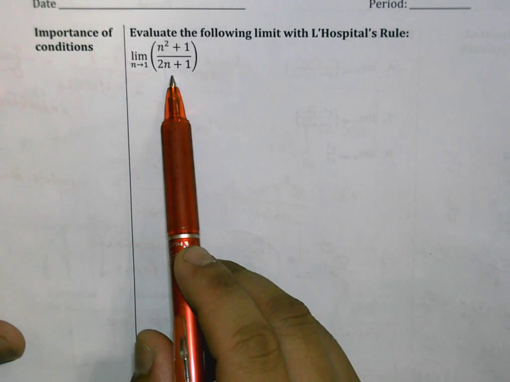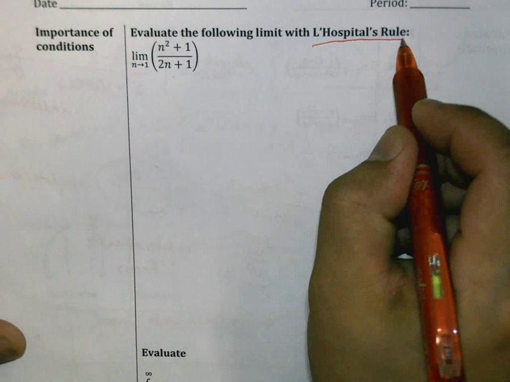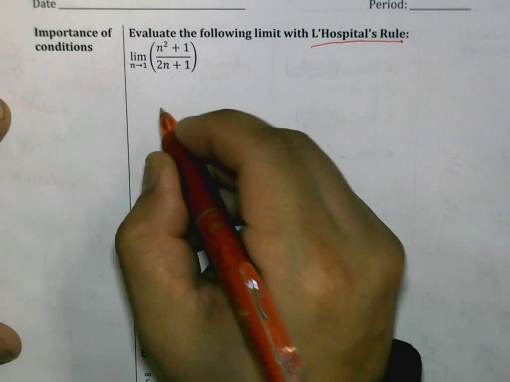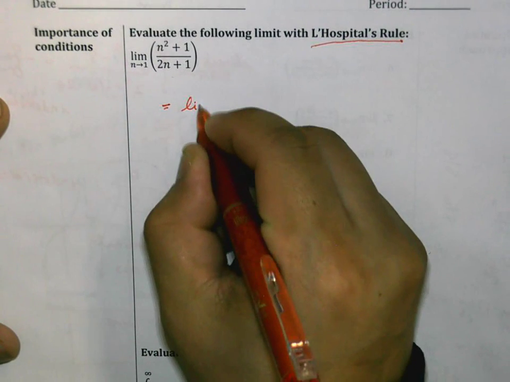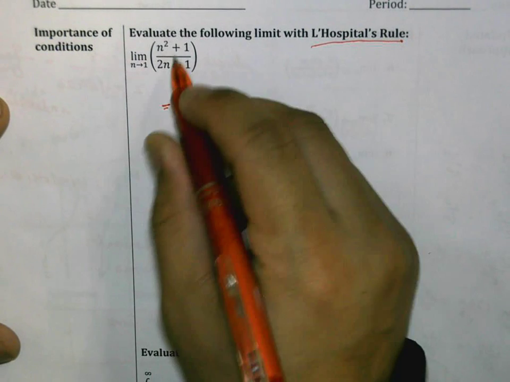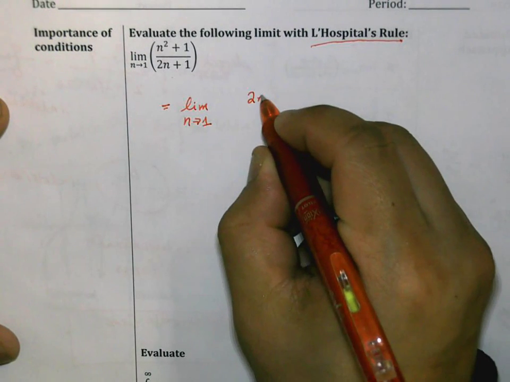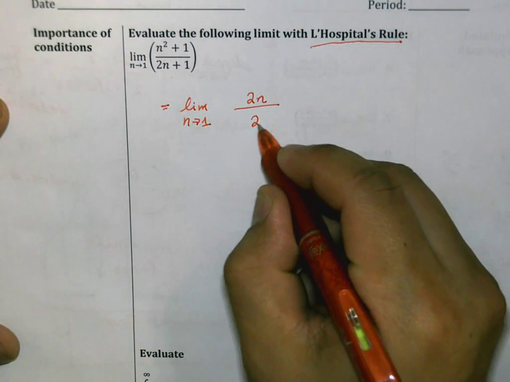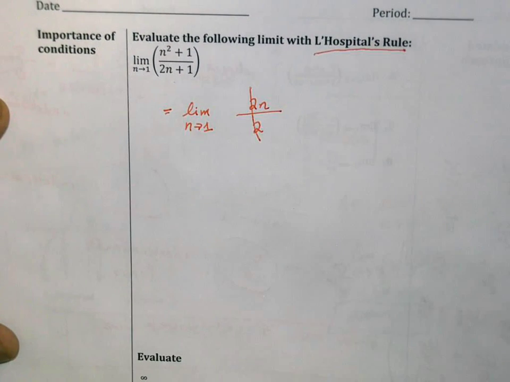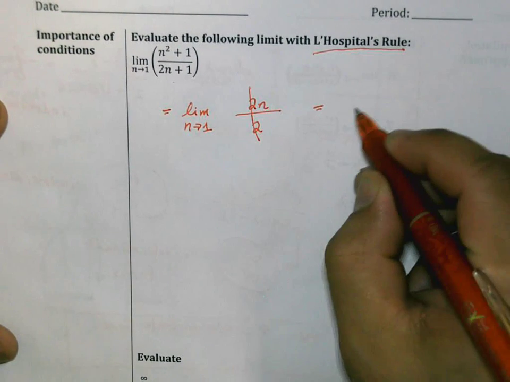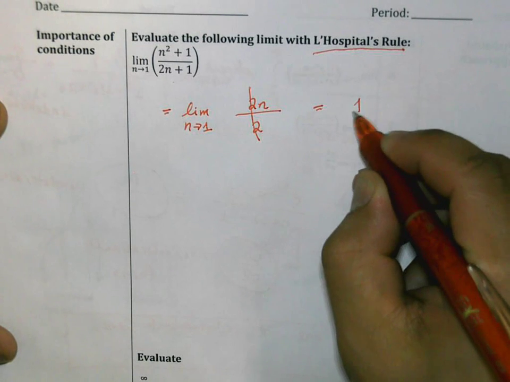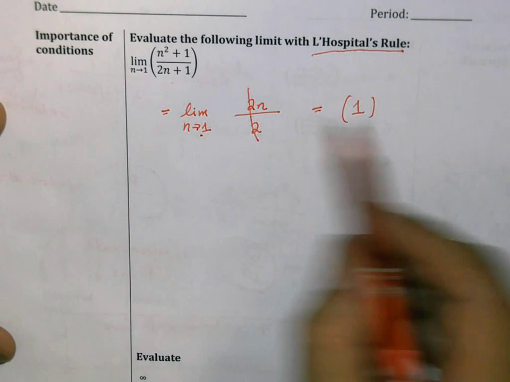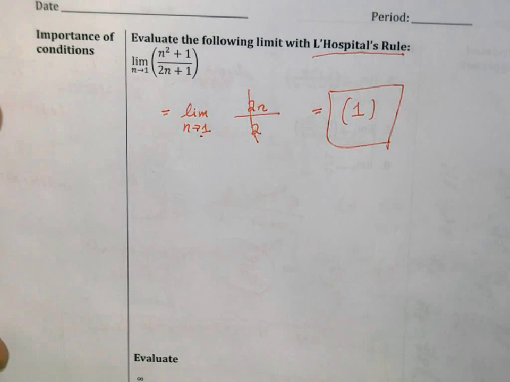So in this example here, I'm going to evaluate this using L'Hopital's rule and show you why it fails. To use L'Hopital's rule, we simply take the derivative of the numerator, which is 2n, over the derivative of the denominator, which is 2. That cancels, and this suggests that the answer is 1 using direct substitution. Just take 1 and plug it in here, okay? And we think that this is our final answer.